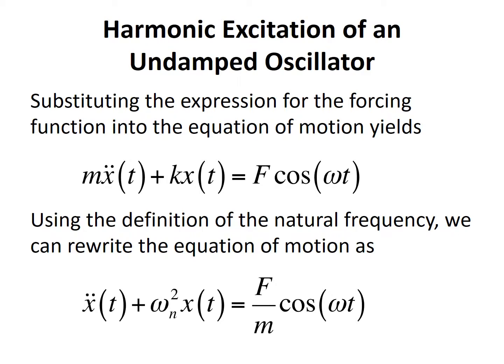So if we substitute the assumed form of f of t into our equation of motion, we get an expression which is equal to m x double dot plus k x equals capital F cosine omega t. Now, from our previous analysis of the free vibration system, we know that the natural frequency squared is equal to the ratio of the stiffness k over the mass m. And so we can rewrite the equation of motion by dividing through by the mass and write it as x double dot plus omega n squared x is F over m cosine omega t.